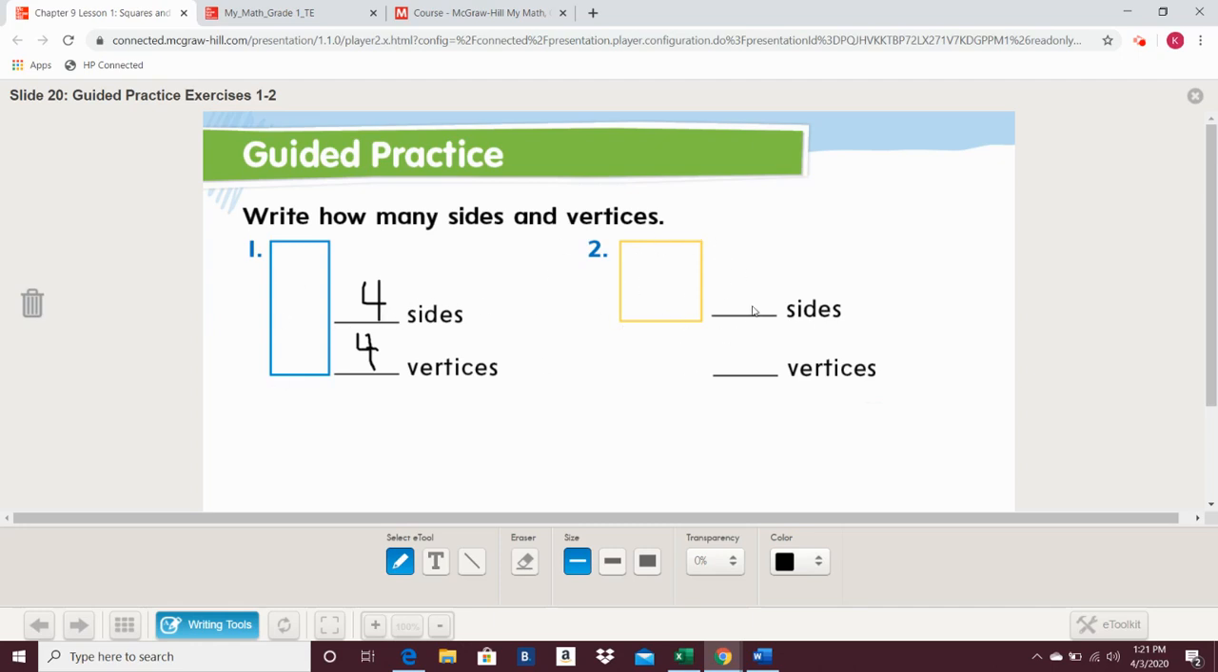Now let's look at this shape. We want to write how many sides and how many vertices it has. So we count 1, 2, 3, 4 sides. And we have 1, 2, 3, 4 vertices. So what's the name of that shape, guys? Yes, it is a square. And we see that on this rectangle, we have 2 long sides and 2 short sides. That's what makes it different from a square where all 4 sides are the same.